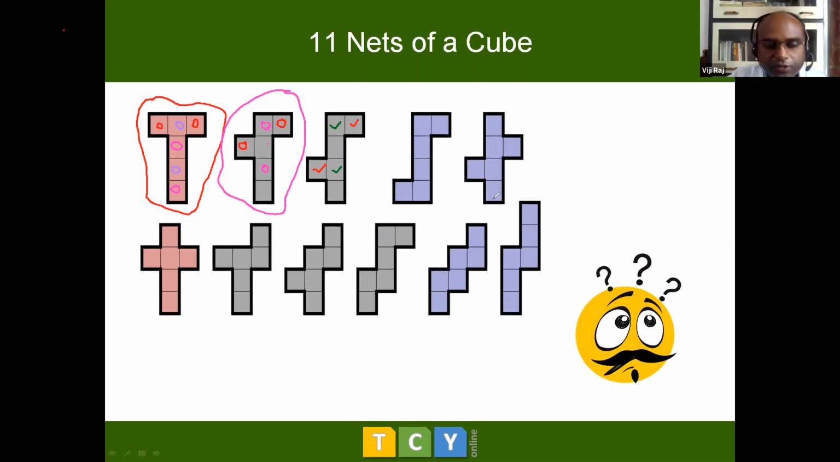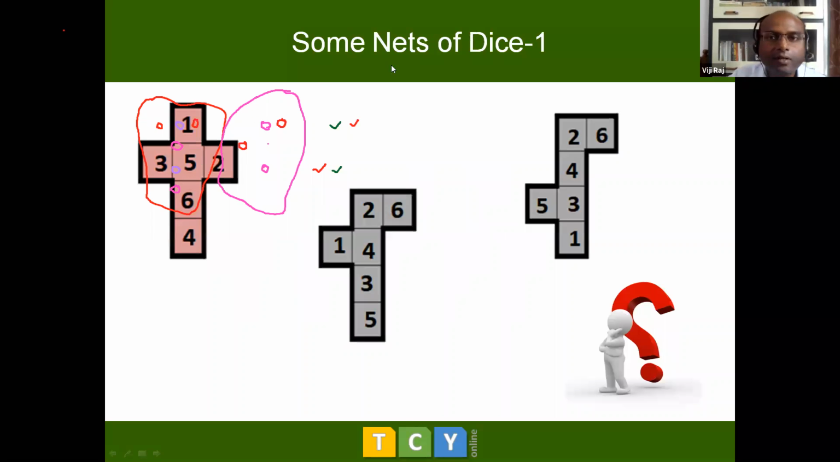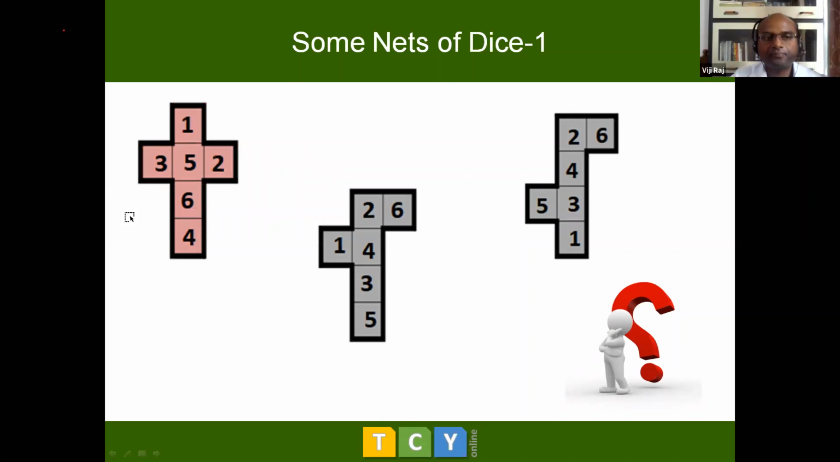So I'll take you to the next slide. So we will do some exercises based on these nets. Let me get rid of these markings. All right. So we will do this question first.